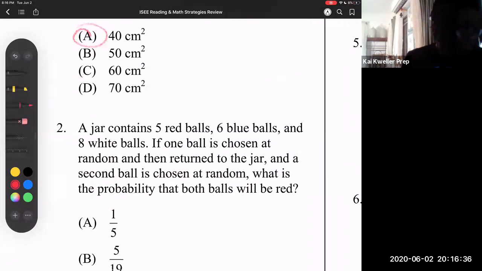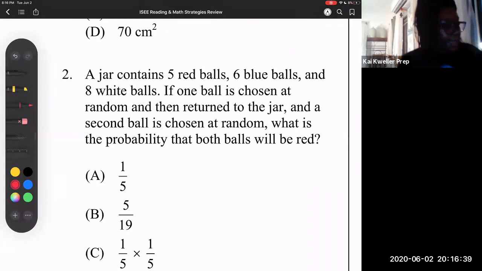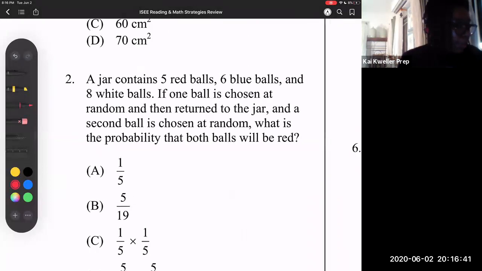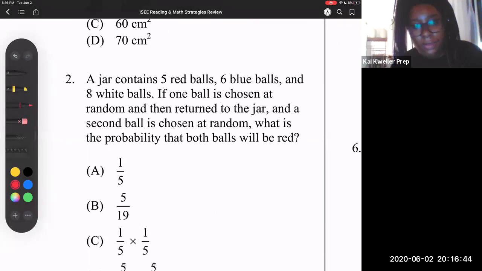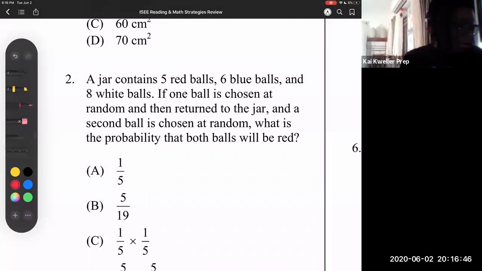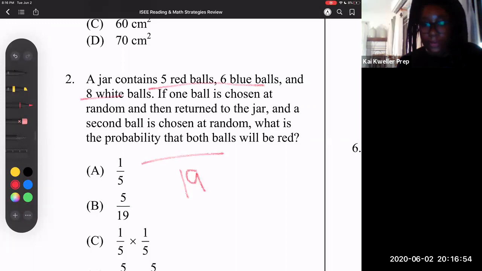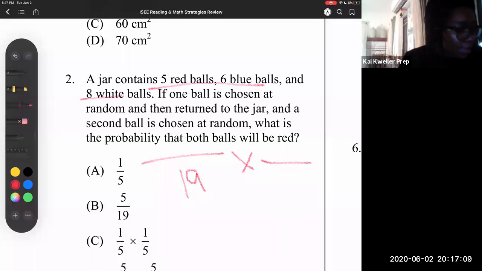Okay, number two. A jar contains 5 red balls, 6 blue balls, and 8 white balls. Okay, first, whenever you see this, the first thing you do is add everything up, right? So you have 5, 6, 8, that gives you 19. That's the total number of balls you have. All right. If one ball is chosen at random and then returned to the jar, and then a second ball is chosen at random. Okay, so here's the thing.